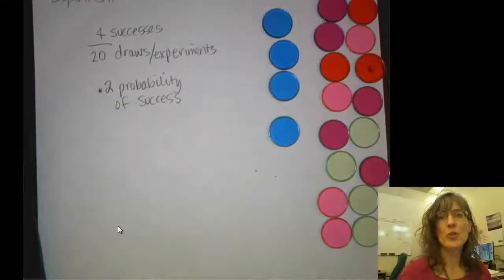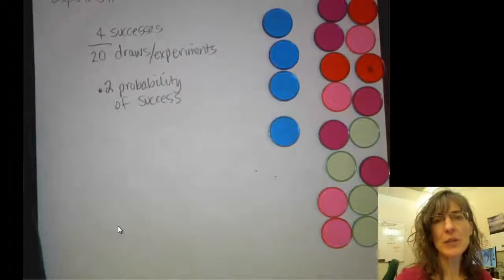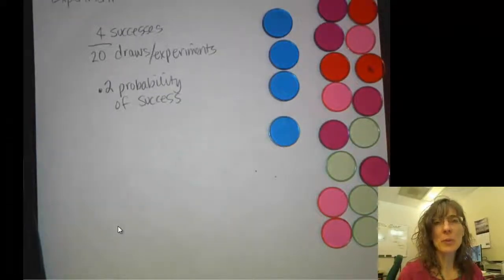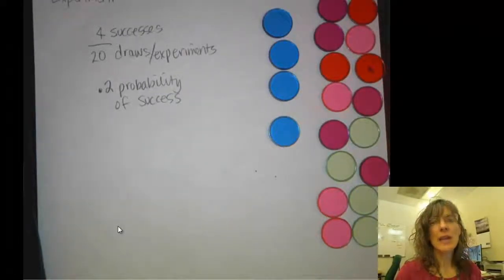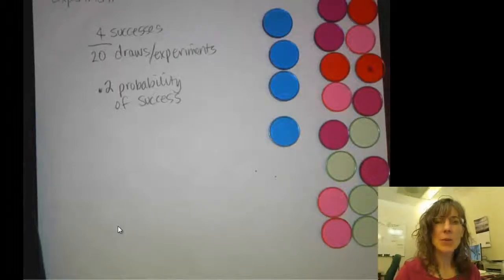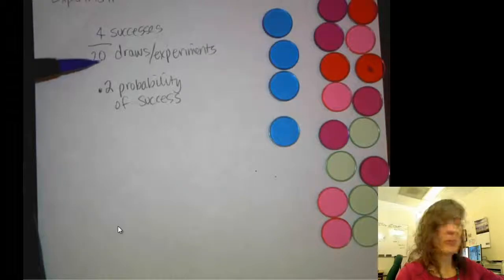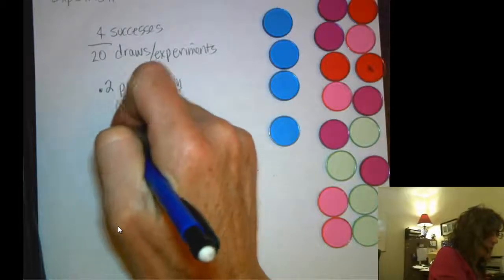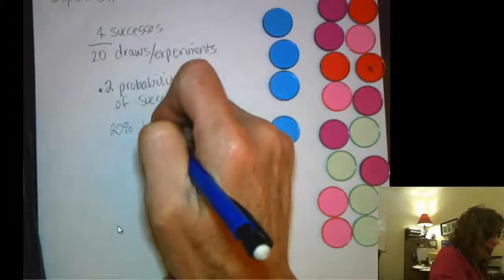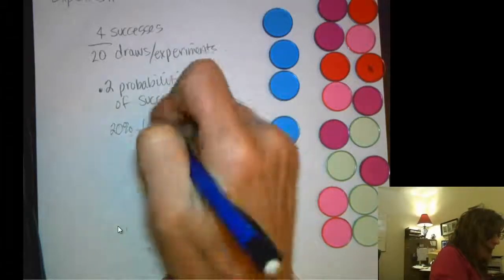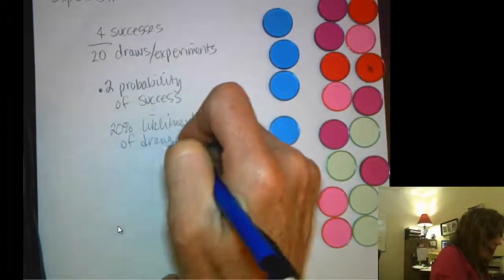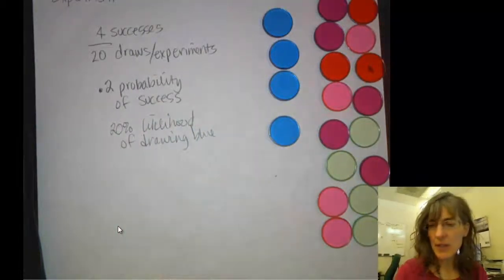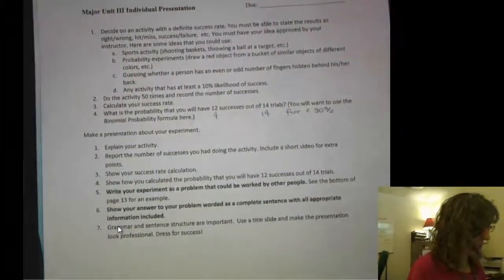Okay, you choose your own activity that you want to do. It cannot be the same thing that I just did. Then you will determine what means success for you, and then you'll do your experiment 50 times, count up how many successes, and figure out your success rate. I have a 0.2 probability of success or a 20% likelihood of drawing blue. Okay, now with that, the next thing that you need to do, let's go back to our instructions sheet.